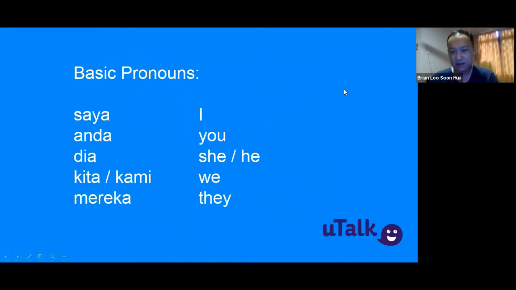Now, basic pronouns. The Malay language has a lot of pronouns. I'm keeping it to the very formal pronouns, which is what you will find in textbooks. If you're reading newspapers, you often find these types of pronouns used. In speech, it depends. For example, the word for I is saya. Saya means I, and it's usually only used when you're speaking with an elder or with a stranger you've just met, especially if the person is older than you.